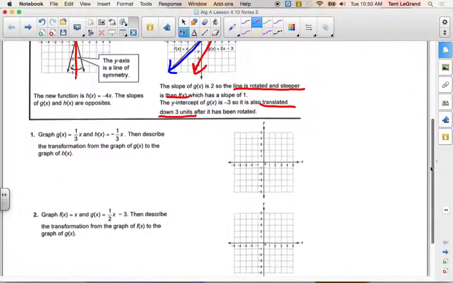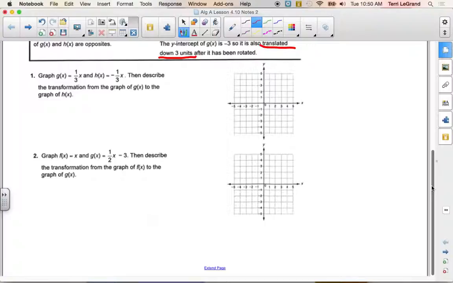Okay, let's go and just start practicing some of this. Let's look at number 1. It says graph g of x equals 1/3 x and h of x equals -1/3 x, and then describe. Okay? So let's write our functions down just like we did yesterday. G of x equals 1/3 x, and then our other one is h of x equals -1/3 x. And by the way, they get to use whatever letters they want. It really doesn't matter which ones they use. It can be F, G, H, J, K, any of them.